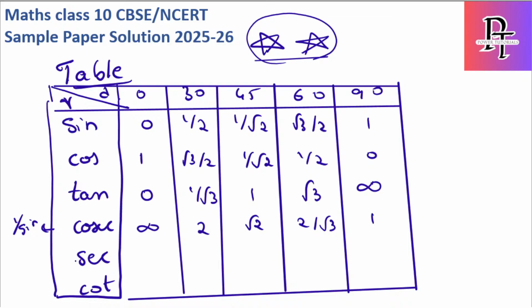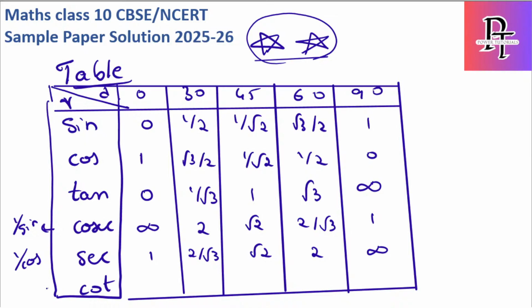Secant is again similar to cos and sine, so this is 1 by cos we can do, or else simply the reverse of cosecant will also work. So the reverse of cosecant is 1, 2 by root 3, root 2, 2 and infinite.